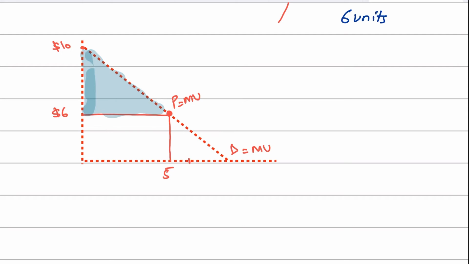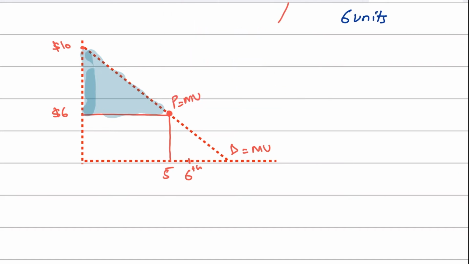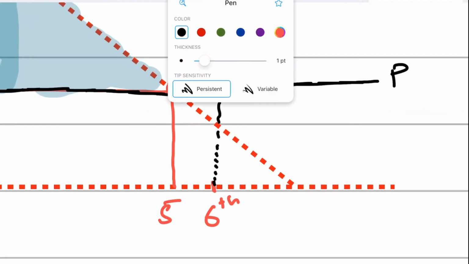So for example, if this is the 6th unit and I buy the 6th unit, what is going to happen? For that, what I'm going to do is extend this line, which represents my price line. Let's say this is my price. So for the 6th unit, the price of the product is this much.